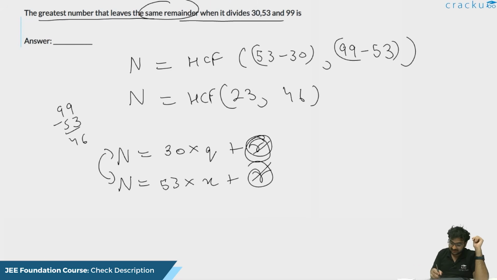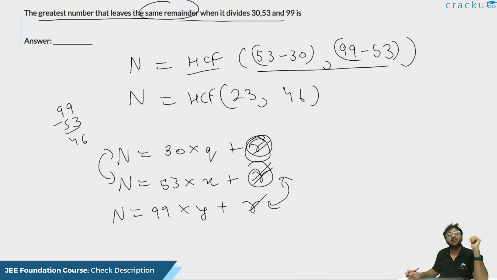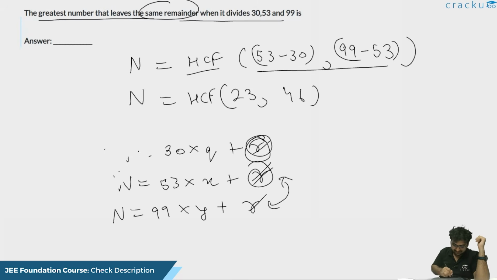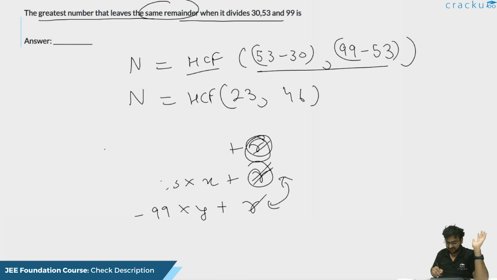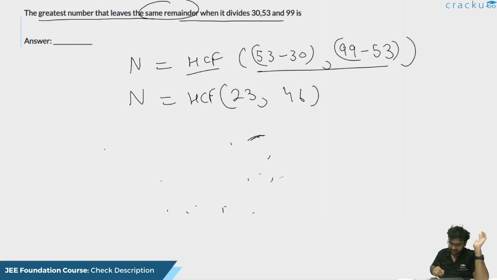Okay. And similarly, for 99, n is equal to 99 into y plus r. So if we subtract both of them, again r will cancel out. So the highest common factor of these will of course divide all the divisors as well. So whenever this type of question comes, when the same remainder is asked, just subtract any two out of these three numbers, and then find the HCF of those numbers.